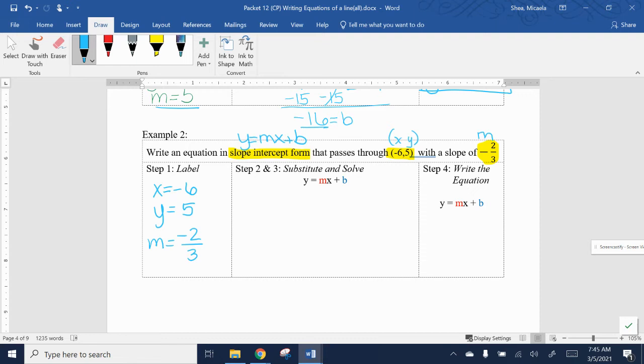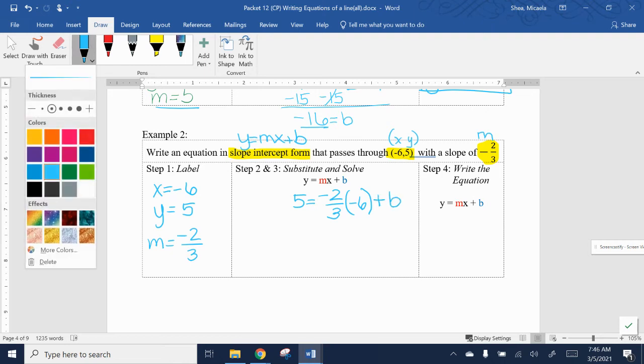So we're going to substitute in. In place of y, we're going to put 5. In place of m, we have -2/3. Remember, the m and the x touch, so it means multiplication. So in place of x, we're going to put -6. We don't know b, so we're going to put plus b. I'm then going to start to solve this.